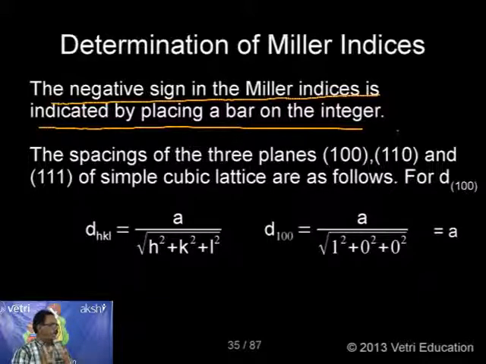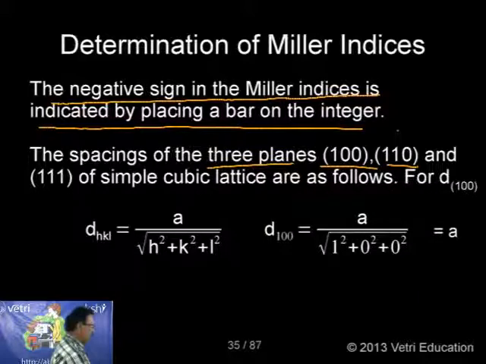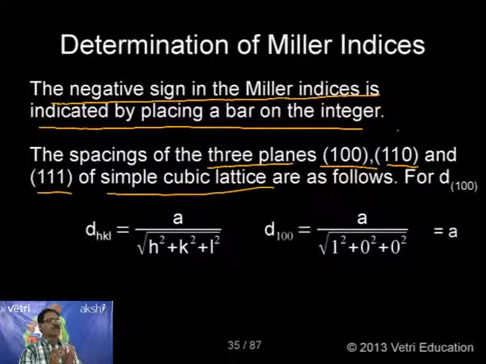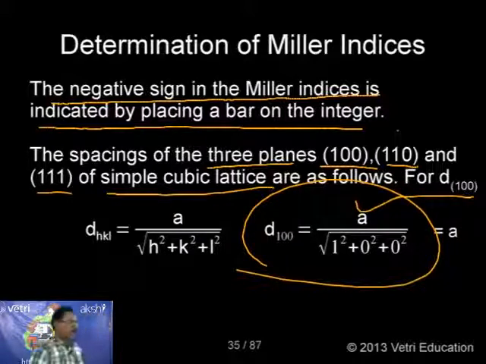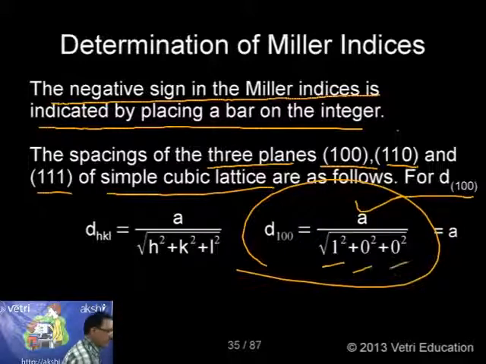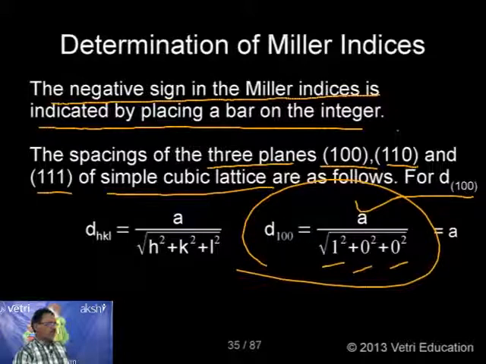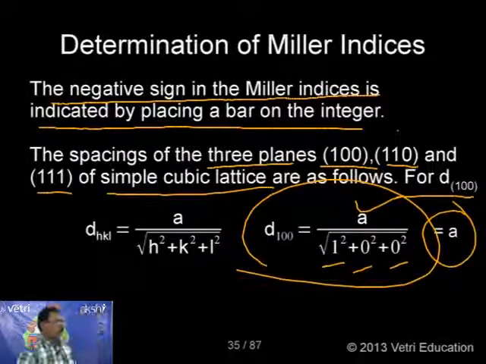Now, the spacing of the 3 planes, the 100 plane, 110 plane and 111 plane of the simple cubic lattice, are as follows. For the d100 plane, how can you calculate the value? Assume a is the unit cell length. Here h value is 1, k is 0, l is 0. So a by square root of 1 square, 0 square and 0 square is nothing but a. So for the 100 plane in the case of simple cubic lattice, the value is a. Here a may be assumed to be unity.